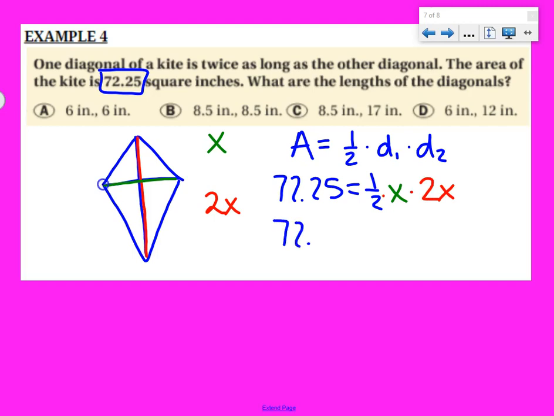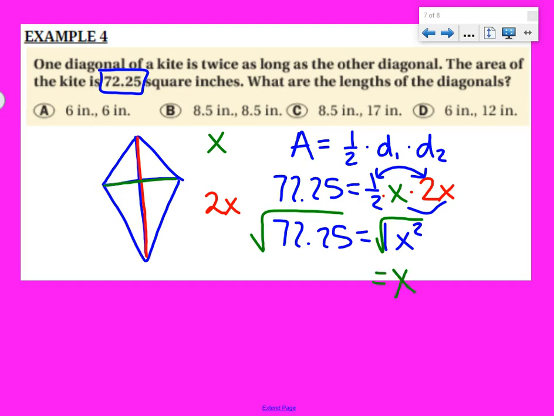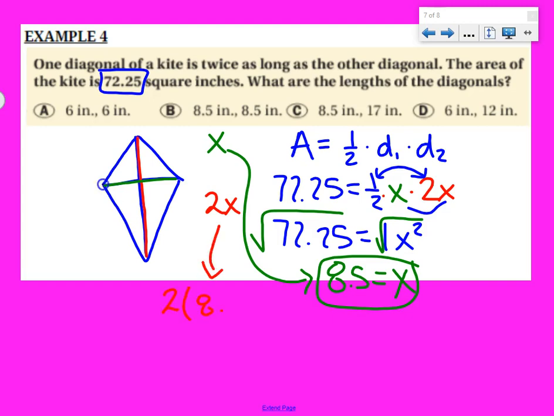We have 72.25 equals 1/2 times x times 2x. Well, 1/2 times 2 is 1. And then x times x is x squared. Just have to take the square root of both sides to get x by itself. We get x equals 8.5. So that's the length of one diagonal, which would be our green diagonal. And then we would just need to figure out the length of the red diagonal by doing 2 times x. So 2 times 8.5, which gives us 17. Pick the correct answer, and that would be C.